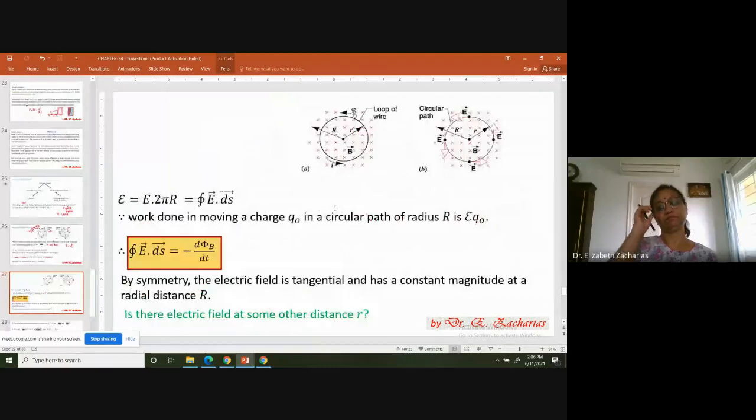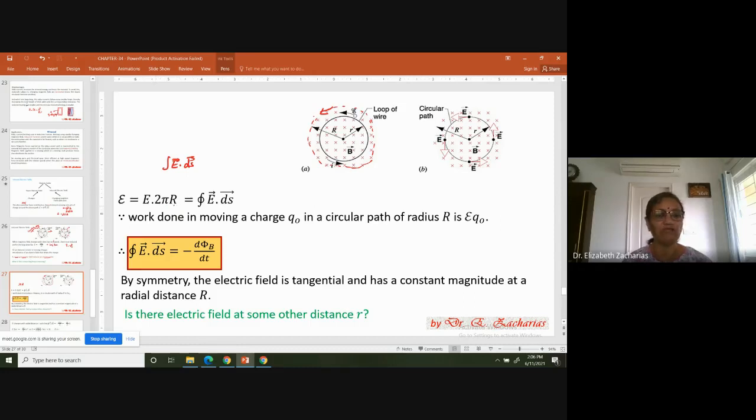Next, just now we have seen the definition of EMF, so let's use the definition of EMF. Let us now put a circular loop of radius capital R. Then what will be the EMF in that loop? EMF is the integral of E dot ds. So for the circular loop, it just becomes E into 2 pi R. So EMF is equal to E into 2 pi R.